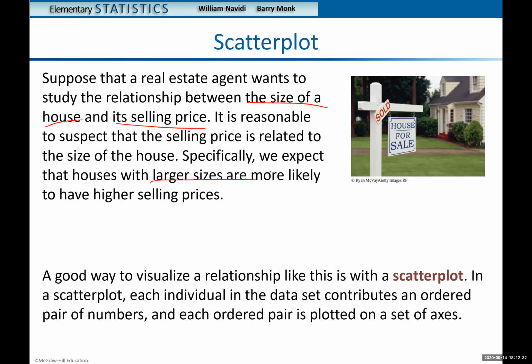So a good way to visualize this relationship is with a scatter plot. In a scatter plot, each individual in the data set contributes an ordered pair of numbers, x and y, and each ordered pair is plotted on the set of axes.